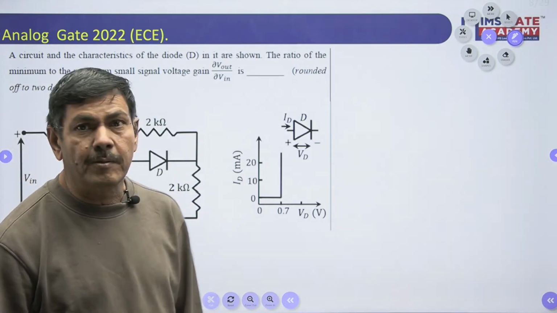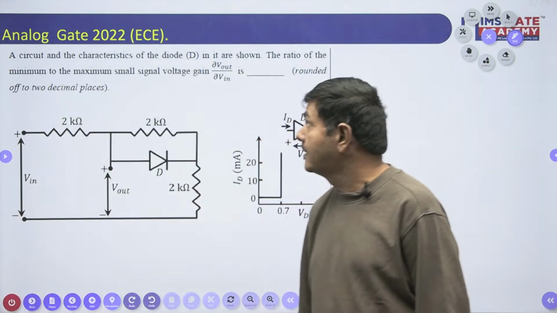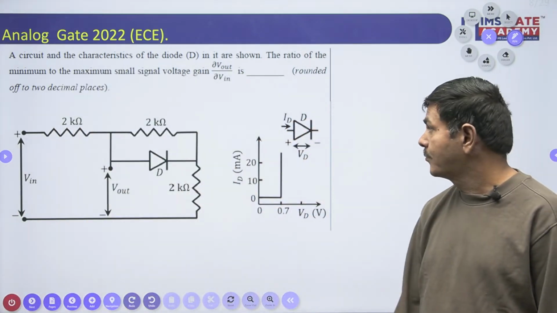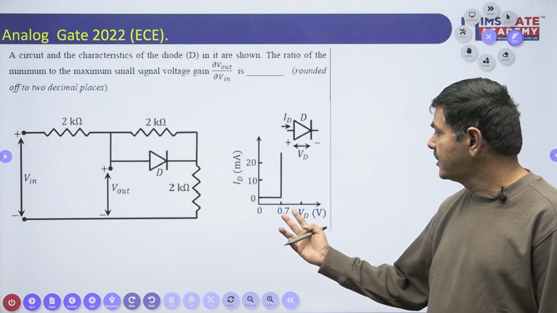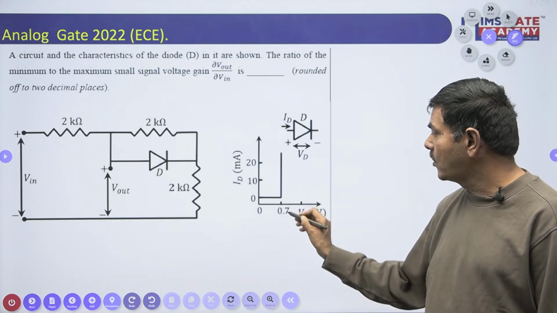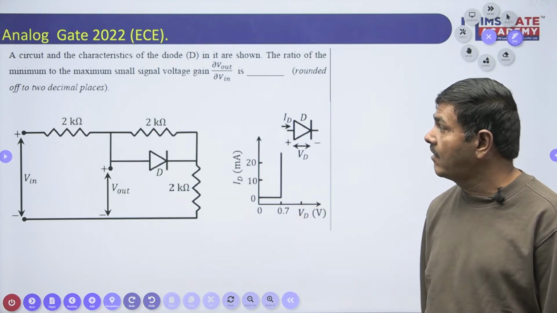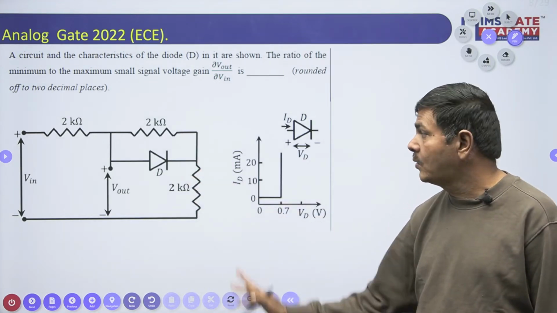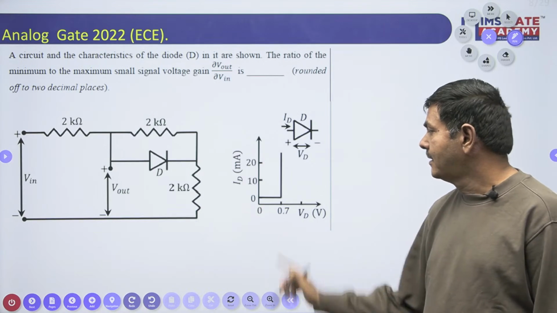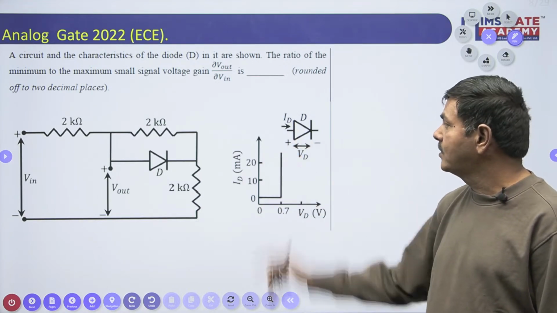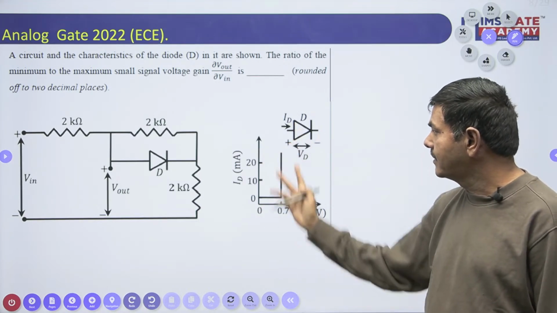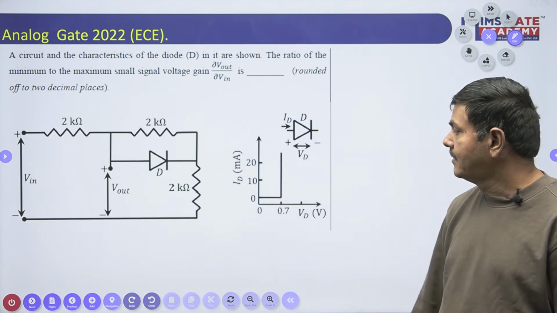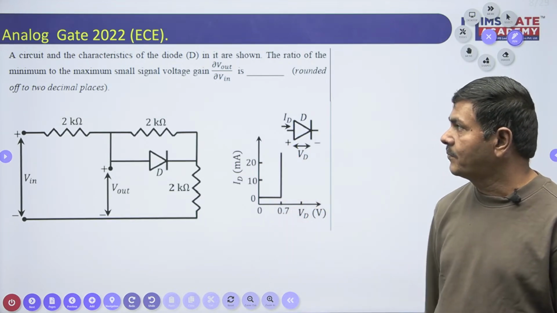This is one of the GATE problems, from ECE. Again 0.7 is given, the voltage across the diode is 0.7. Ideal or non-ideal? It is a non-ideal diode, directly given. At 0.7 the current is going to increase across the diode, as given in the characteristic curve. So it is a non-ideal diode.